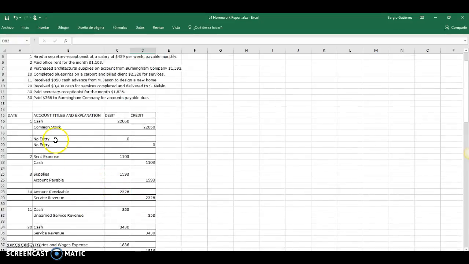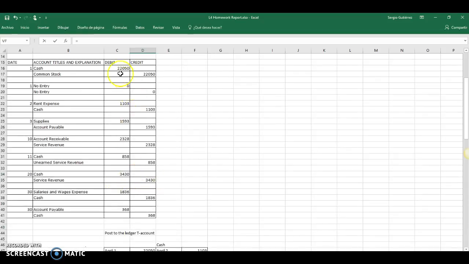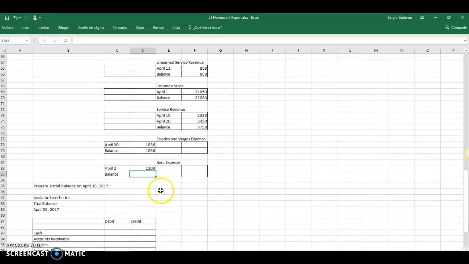And the last account we're going to transfer the information is rent expense. So there's a transaction with this account on April 2nd. So we just put equal and select the amount of this transaction and hit enter. Now the balance for rent expense would be $1,103.